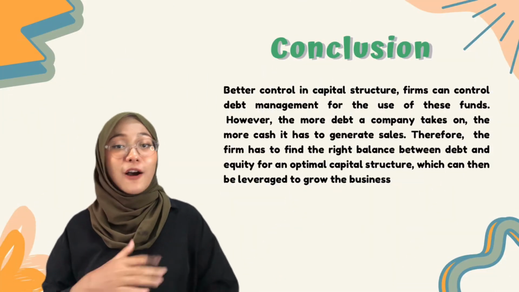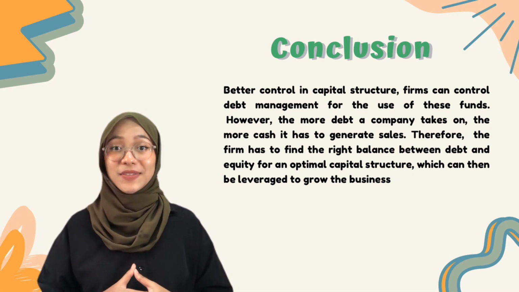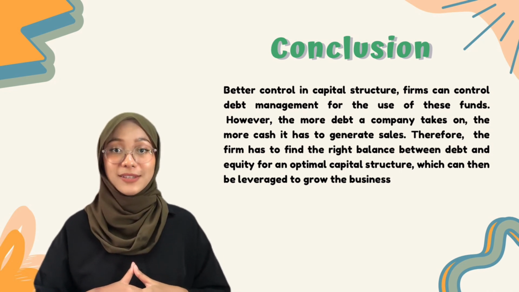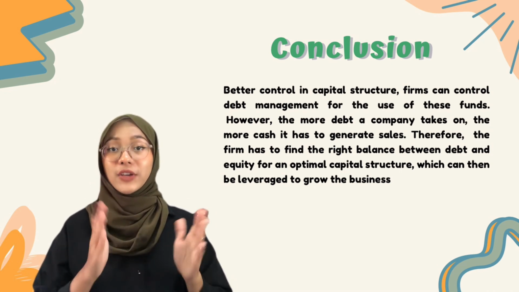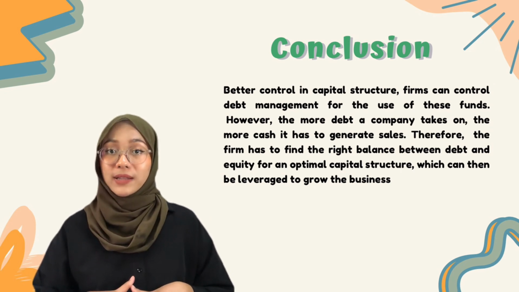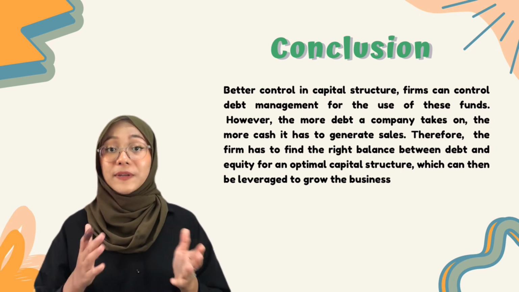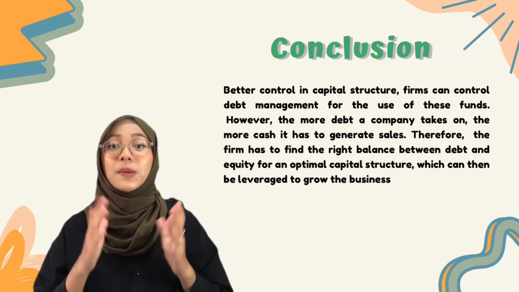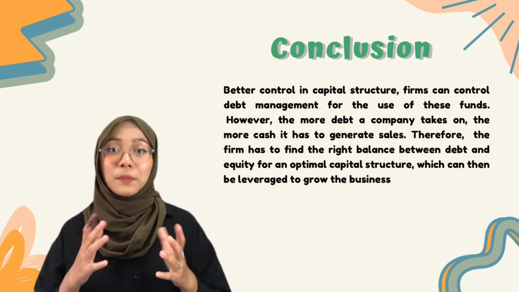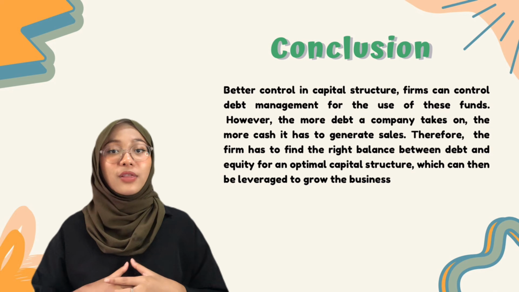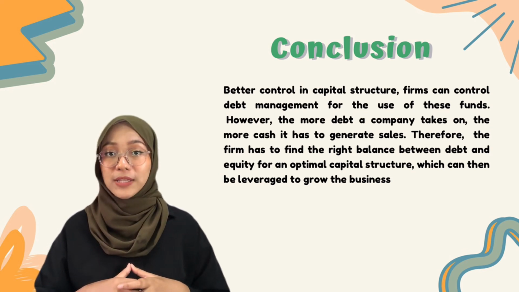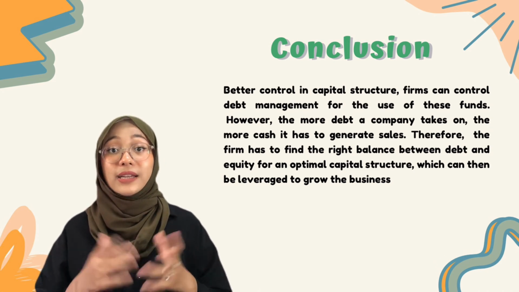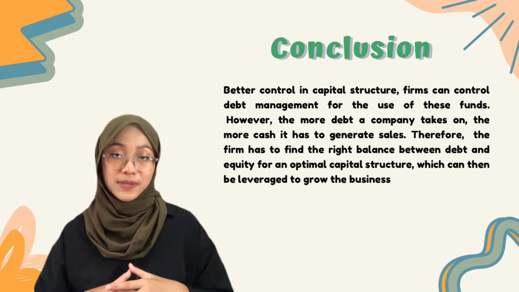In conclusion, all the information and research presented in this video show that great financial management in firm organizations helps a business to run smoothly and grow more from year to year. Next, with better control of the capital structure, firms can control their debt management for the use of these funds. However, the more debt a company takes on, the more cash it has to generate. Therefore, the firm has to find the right balance between debt and equity for an optimal capital structure, which can then be leveraged for the growth of the business.